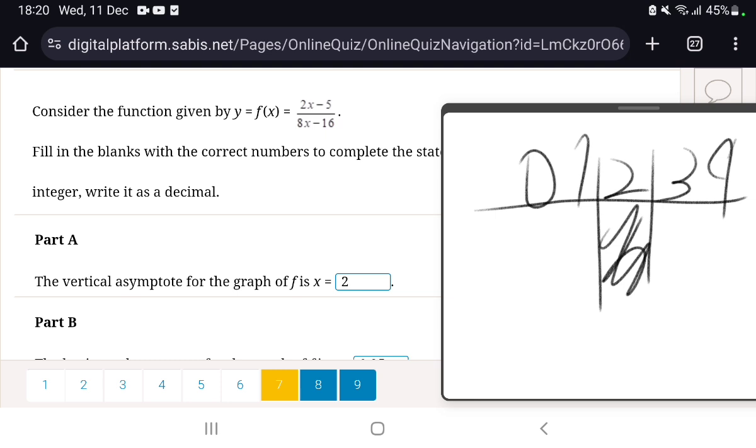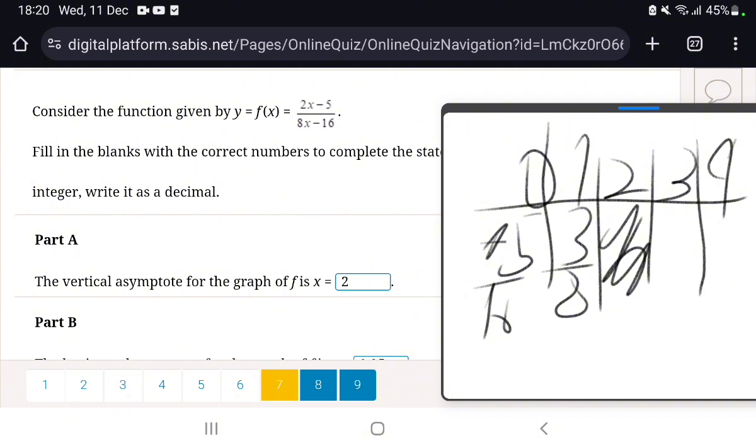So negative 5 over negative 16, 5 over 16. If we substitute x by 1, we get negative 3 over 8, I mean 3 over 8. If we substitute x by 3, we get 1 over 8. If we substitute x by 4, we get 3 over 16.